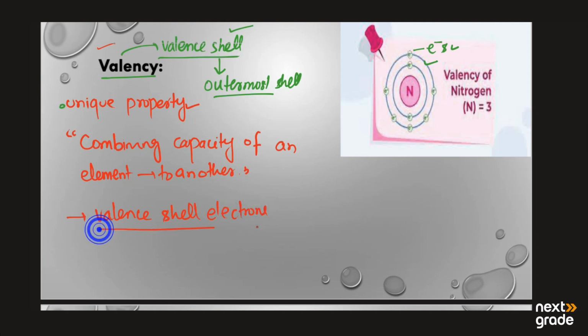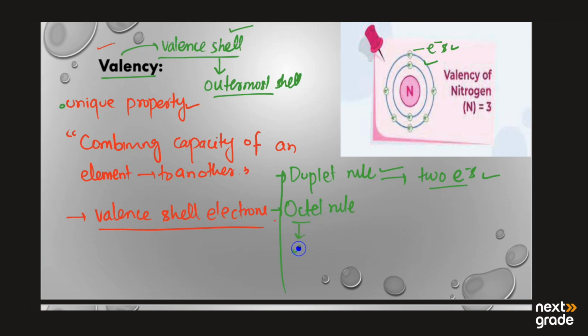It is also related to two rules. The first rule is the duplet rule, and the second rule is the octet rule. Now, what is meant by the duplet and octet rule? The duplet rule means the atoms need two electrons in their valence shell. Octet means octa, which means 8. If the atoms require 8 electrons in their valence shell, then this rule is known as the octet rule.